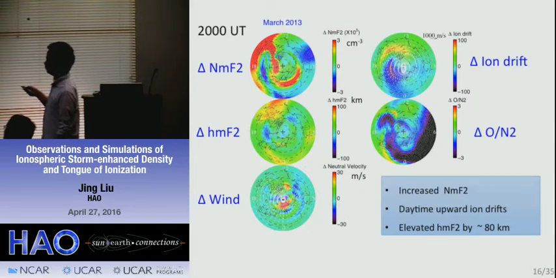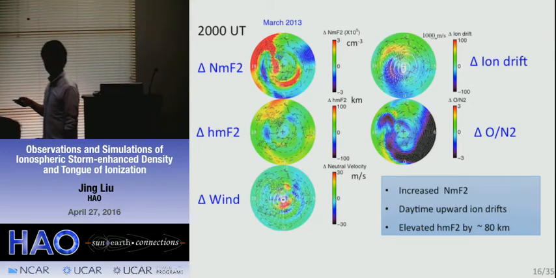This upward ion drift leads to the increased hmF2 and also lower hmF2 in the night side. Maybe the E cross B drift effects may be balanced by the equatorial neutral wind. Here we see the neutral wind. The neutral wind in the throat region is almost anti-sunward.